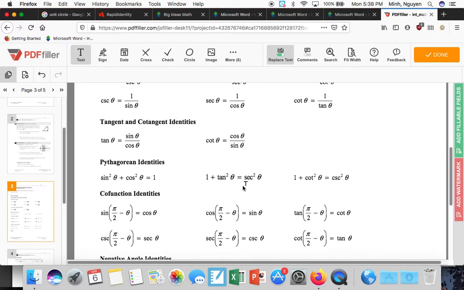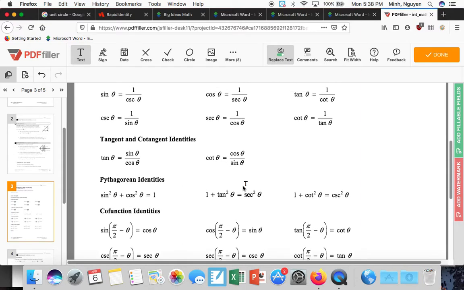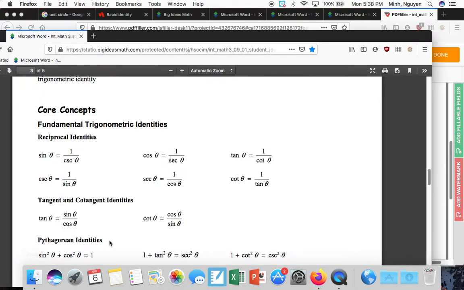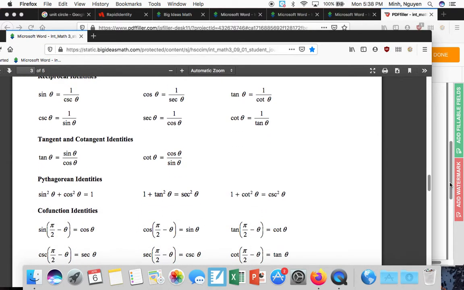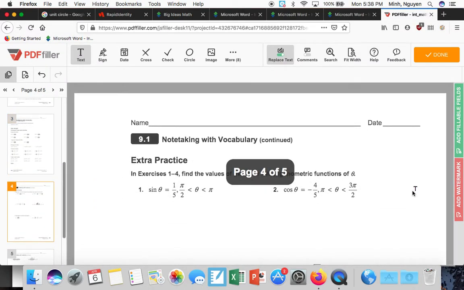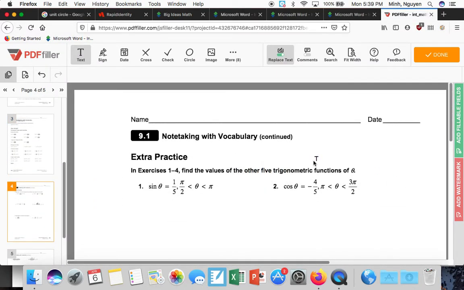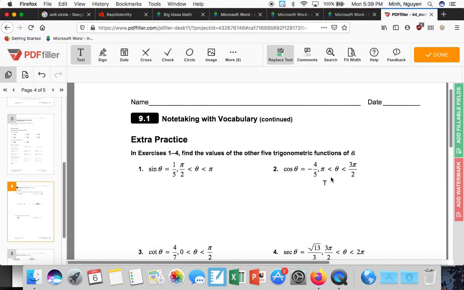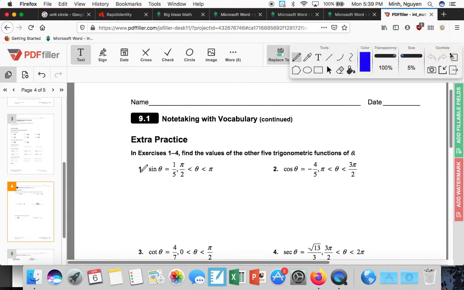And so as I solve the problems in the student journal for you, I'll pull up this page to model which one I'm going to look at and how I'm going to use it. So in exercise 1 through 4, find the values of the other 5 trig functions of theta. So it starts us off with sine, and then it's asking us to find cosine, secant, cosecant, tan, cotan.